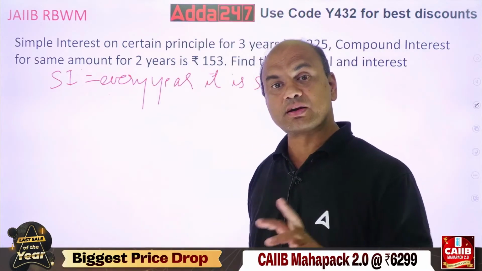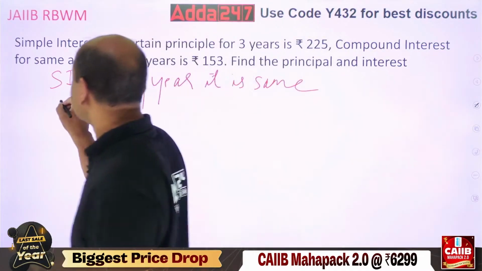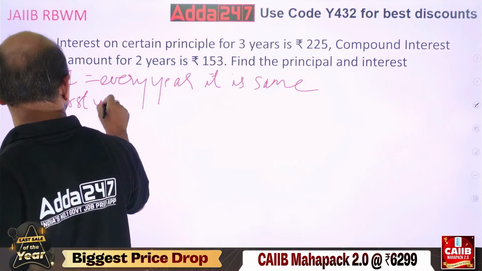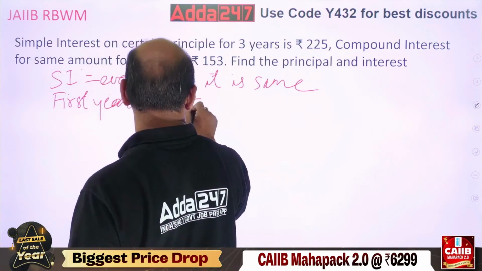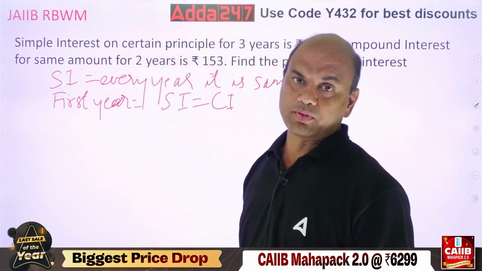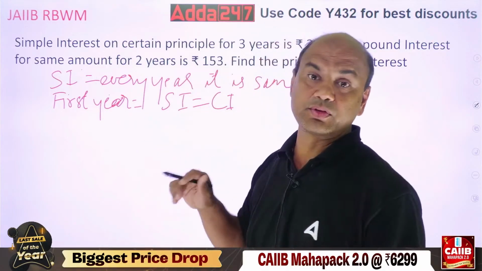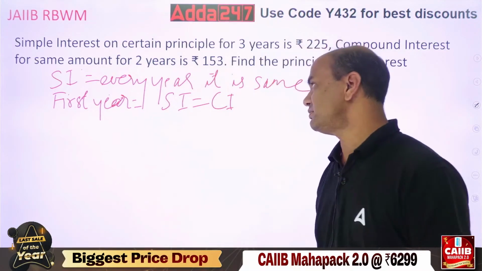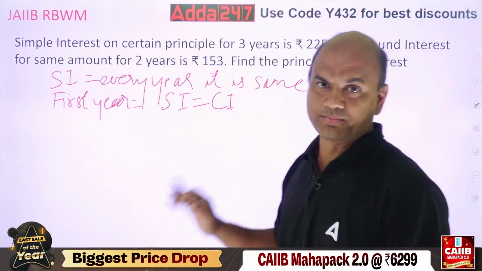First year both simple interest and compound interest will be same. Kindly note this also. First year, SI equals CI, compound interest. For yearly compounding, I am talking for yearly compounding. If I am doing a yearly compounding, then first year simple interest and compound interest will always be same.